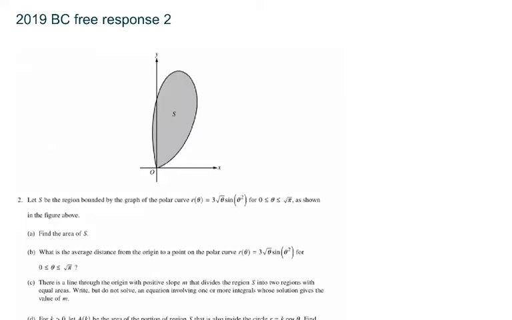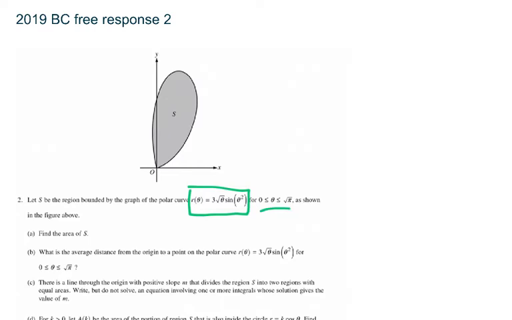Okay, this is a graphing calculator question. It means you need the graphing calculator to do this. Can't do it without it. All right. Let S be this region, and the region is defined by this r of theta. As theta goes from 0 to rad pi, find the area of S.